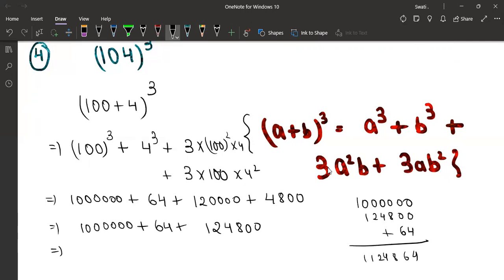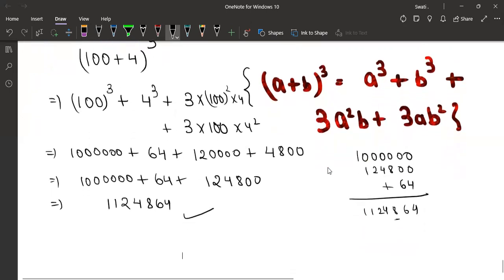Oh, finally got the answer. So it is 11 lakh 24,864. That is the answer. Well, I never leave anything at 4. I have to complete till 5 because 5 is my lucky number.